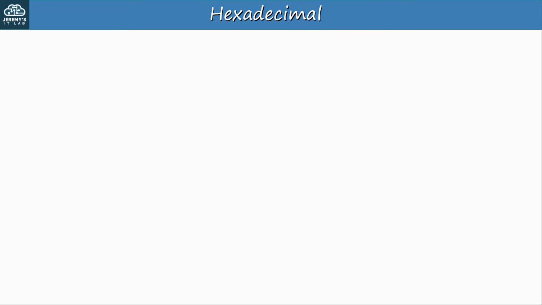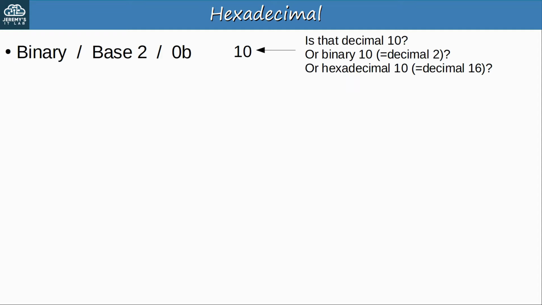Now let's review hexadecimal. The three numbering systems you should know for the CCNA are binary, also called base 2. 0b can be used as a prefix before a binary number, so you know that the number is binary. For example, look at this number, a 1 and a 0. Is that decimal 10? Or binary 10, which is equal to decimal 2? Or is it perhaps hexadecimal 10, which is equivalent to decimal 16? We can't know. By using the prefix 0b, we can make it clear that this is a binary number.